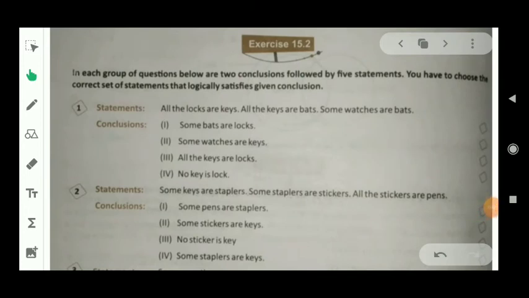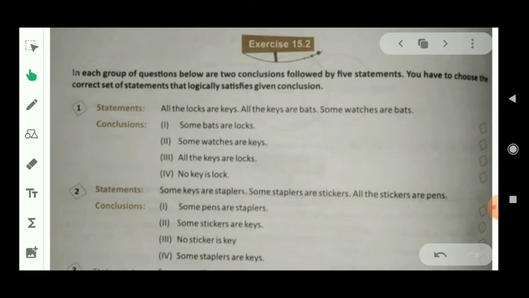Now students, let's see exercise number 15.2. In this exercise, there are 3 statements in each and every question and 4 conclusions. Question number 1 is: all the locks are keys, all the keys are bats, some watches are bats. Conclusions: the first one is some bats are locks, second is some watches are keys, third is all the keys are locks, and fourth is no key is lock.